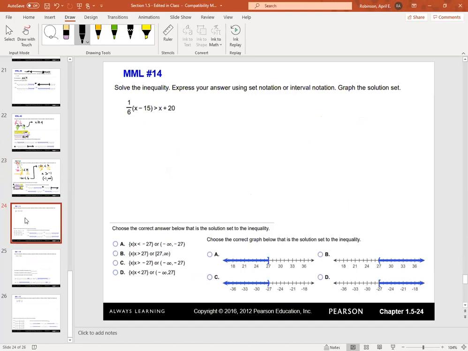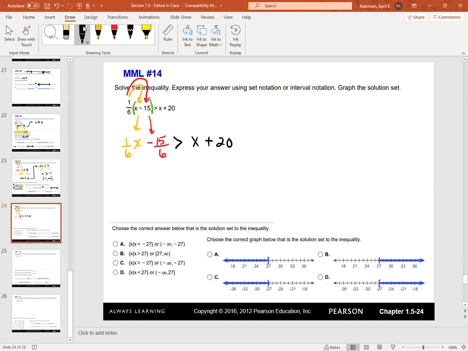Oh boy, fractions. Okay. I have a set of parentheses right here. So I'm going to distribute the 1/6 to the x. That's going to be 1/6 x. Then I'm going to distribute the 1/6 to the 15. And I'm just going to leave it as 15/6 is greater than x plus 20.